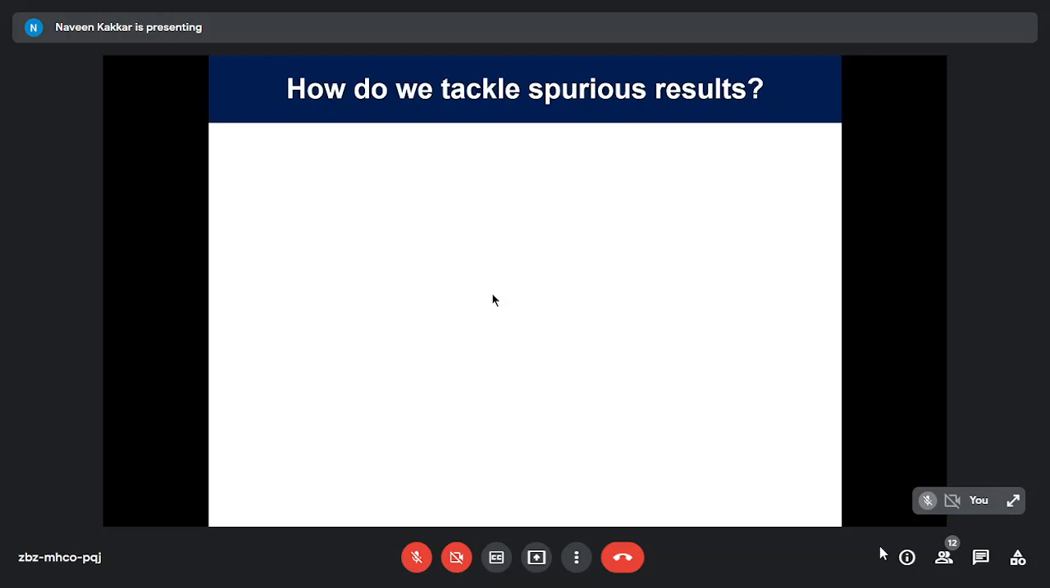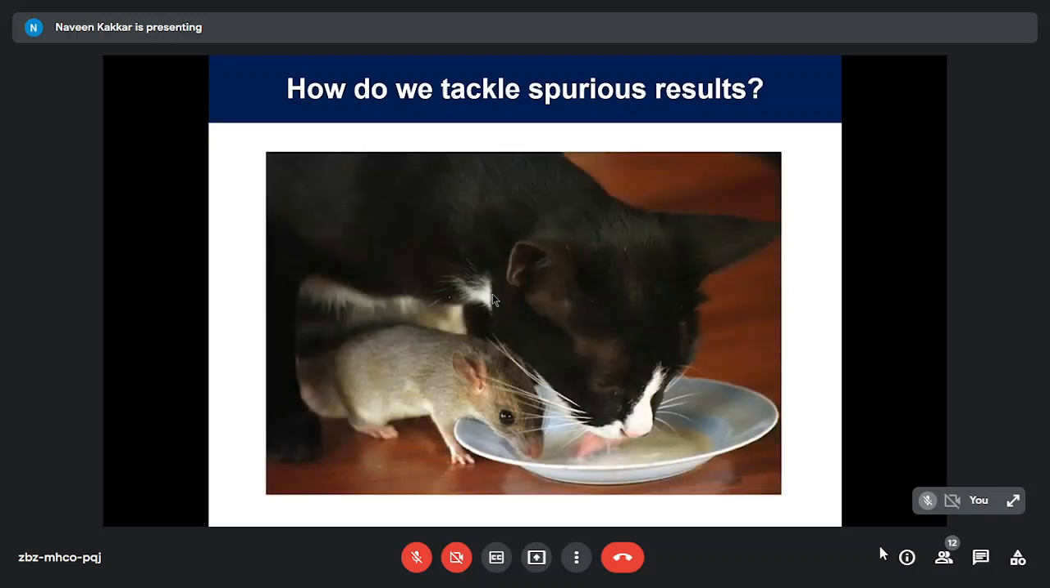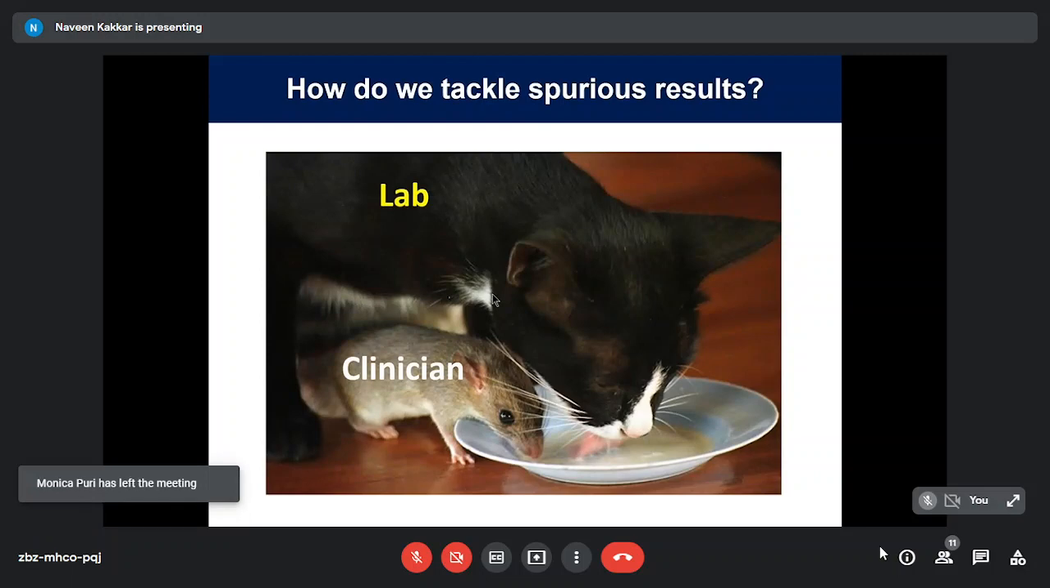And that was the end of the case studies. Now just 2-3 slides on how do we tackle spurious results. You have to do it together. That's the lab and the clinician working together to sort this out. If I'm doing this presentation to a clinical group, I'll make the cat the clinician and the lab the mouse. But today it's pathology, so there we are.